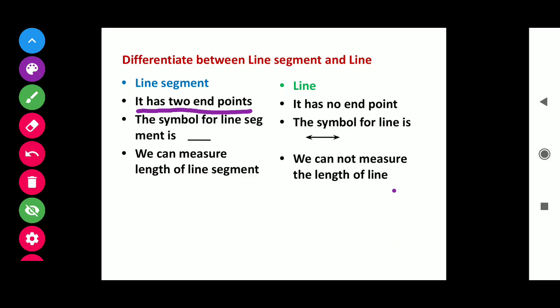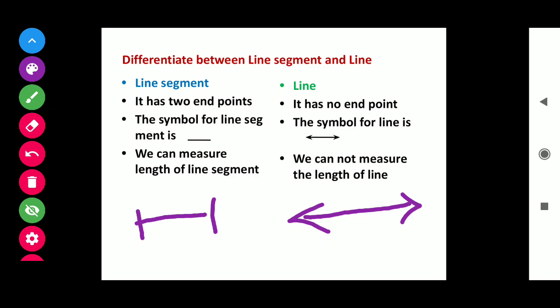We can measure the length of a line segment by using a scale. Suppose this is a line segment, so you can measure its length. But we cannot measure the length of a line. Why? Because it goes endlessly in both directions. So the most important point is we can measure the length of a line segment, but we cannot measure the length of a line. This is the most important point you have to keep in your mind.